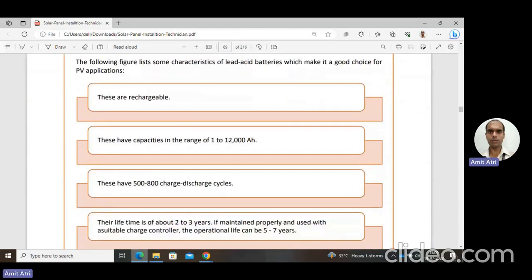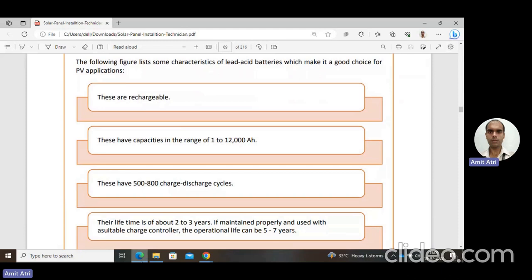So, characteristics of lead acid batteries: they are rechargeable. Their capacity is in the range of 1 to 12,000 ampere hour. So a huge range is there. They have 500 to 800 charge-discharge cycles. That is also a good amount. Their life is about 2 to 3 years.